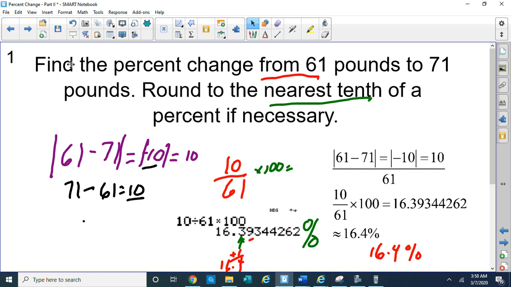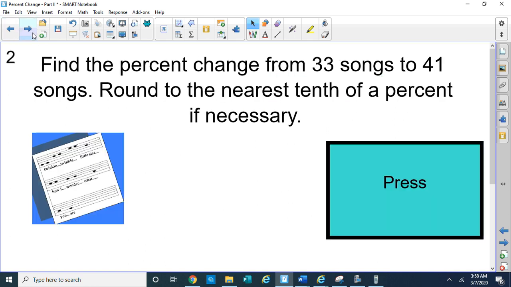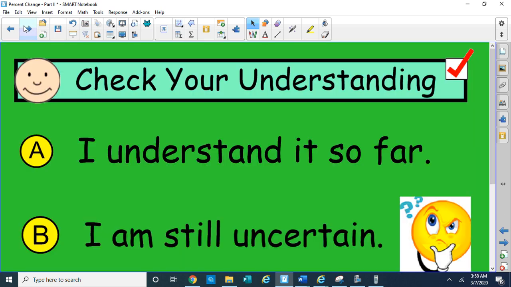Okay, here's one for you. I hope you understood it. So try this one. Find the percent change from 33 songs to 41 songs. Round to the nearest tenth of a percent if necessary. Okay. Check your understanding. If everything's going good so far, great. If it's not, write down your questions, bring them in to class, and we'll see what we can do to help you out in class.